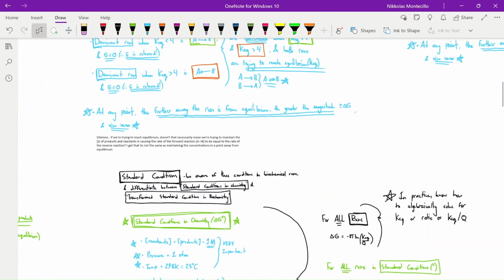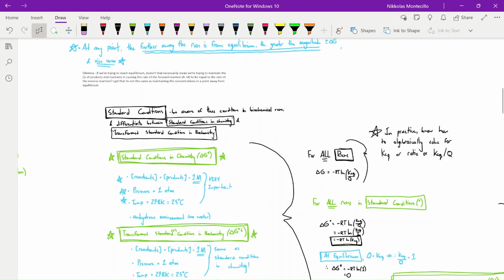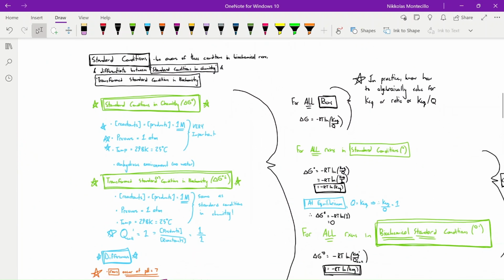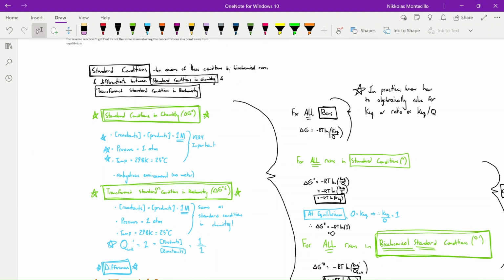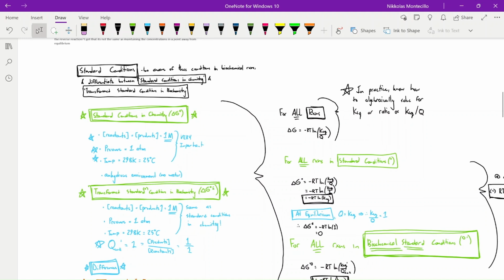Yeah. We also have to consider the standard conditions proposed in a system. So we have to be aware of the conditions in biochemical reactions and differentiate between standard conditions in chemistry and transform standard conditions in biochemistry. The standard conditions in chemistry are where the concentration of the reactants is equal to the concentration of the products, which is equivalent to 1 molar concentration.